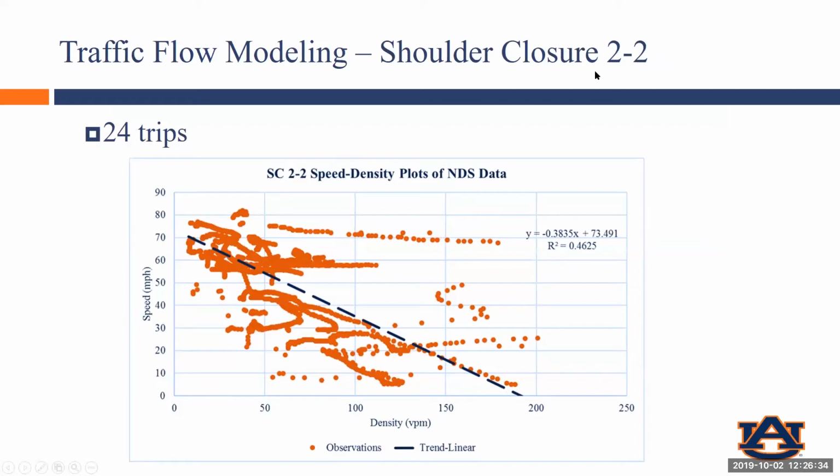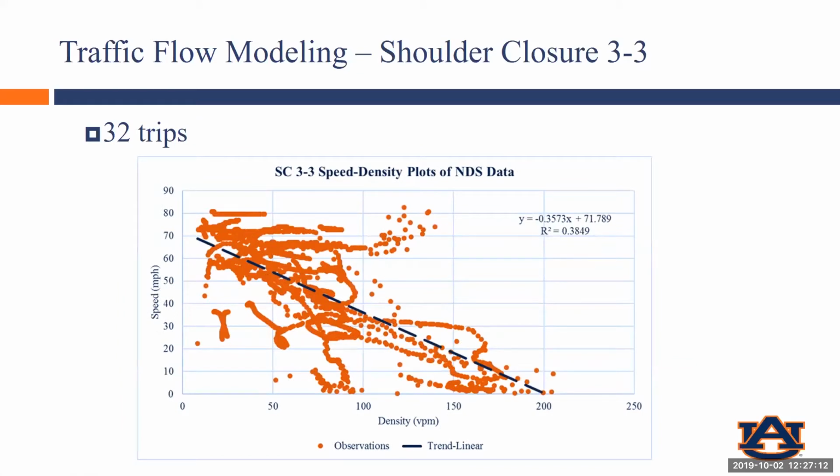For the shoulder closure 2-to-2, this one is based on 24 trips, and all these points show the speed, and during that speed moment, what the density is around that NDS vehicle. So we use linear regression to fit the model and show the R square is a little below 0.5.